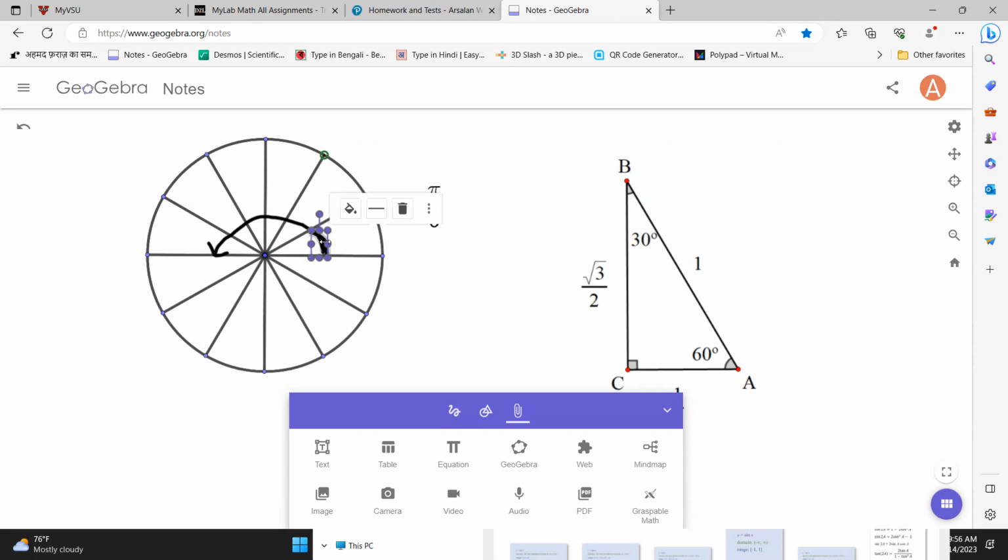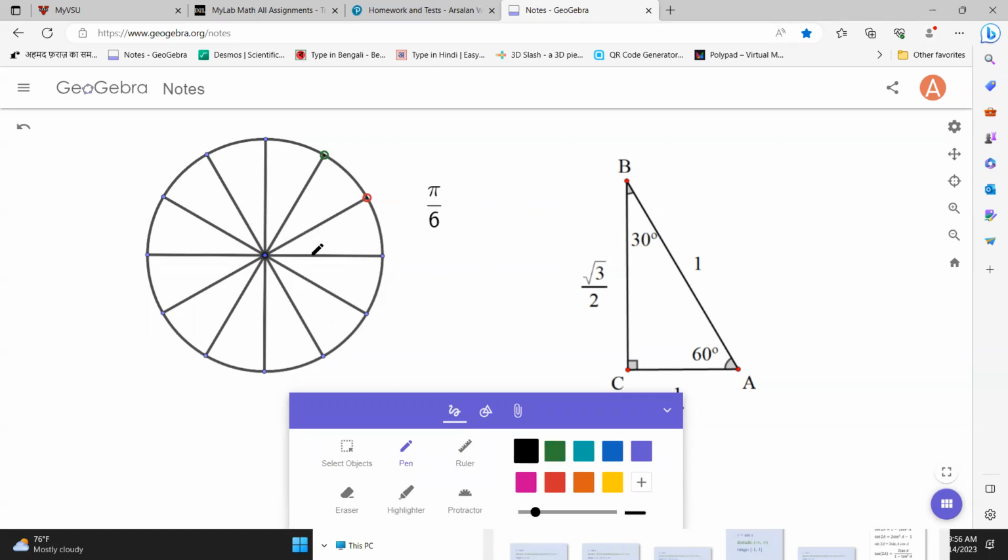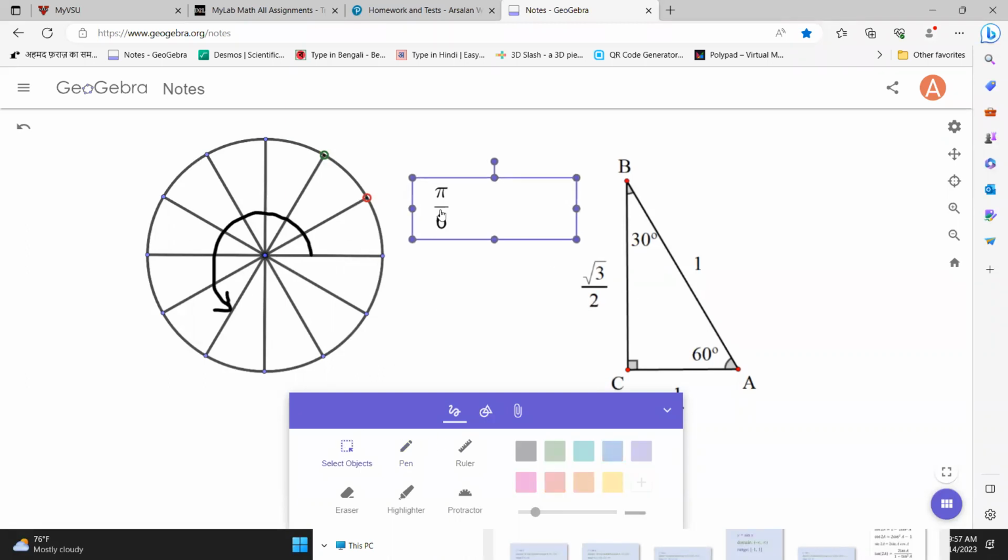So let's go over some of these. Just like we did with pi over 4, we're going to do the same thing. We're going to say, well, what angle is this? If I start here, I come here, 1, 2, 3, 4, 5, 6, 7, 8. So it's going to be 8 pi over 6.